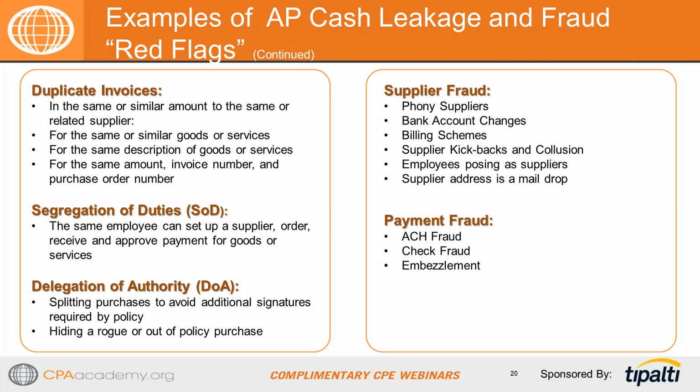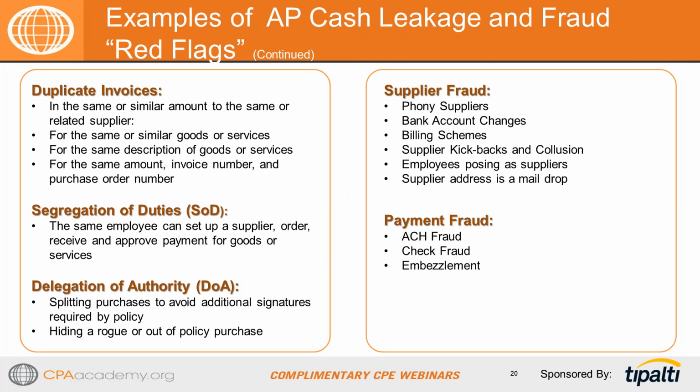Having the additional signatures matters, so there's maybe some rogue or out-of-policy or split purchases going on, and they might not even be able to get to who the proper approver should be. So that's what rogue spending or splitting purchase orders is going to do without good delegation of authority controls. Supplier fraud: phony suppliers, bank account changes.